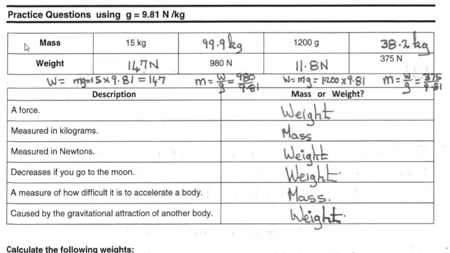So for converting mass to weight, all you have to do is multiply the mass by this number here, 9.81. So if we do 15 multiplied by 9.81, we get 147 newtons. To go the other way, you have to divide the weight by this number, 9.81, to arrive at 99.9 kilograms. So going from mass to weight we multiply by this number, and going from weight to mass we divide by the number.